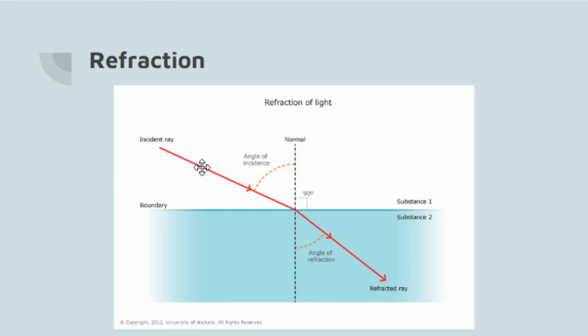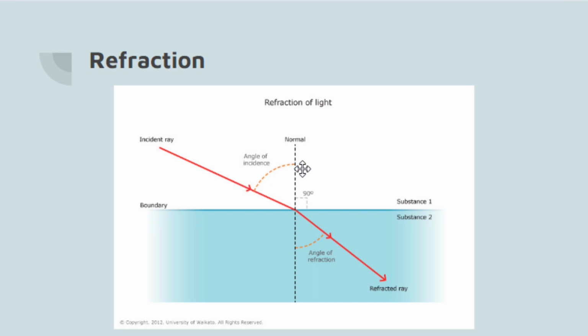And this is our diagram for refraction. You've got your incident ray, just like our reflection. So that's our incoming ray. And then as soon as it goes into this second substance, they just call it substance 1 and 2, but we could call it like air and water if we wanted. As soon as it gets into that second substance, the direction changes. It doesn't keep going in that straight line.